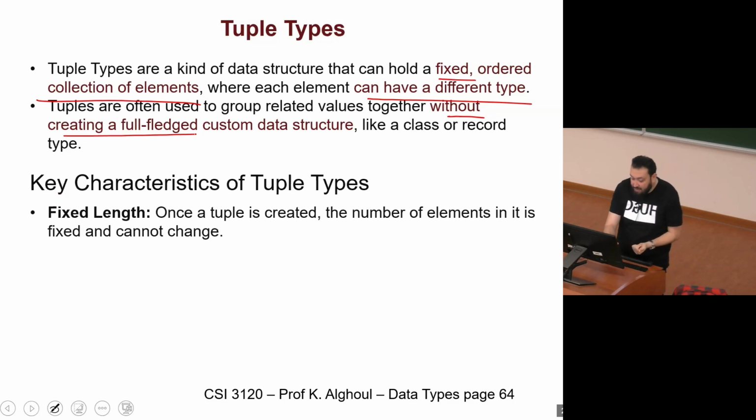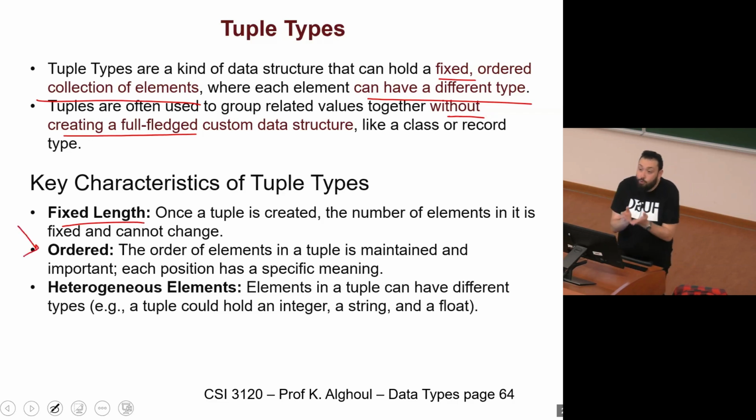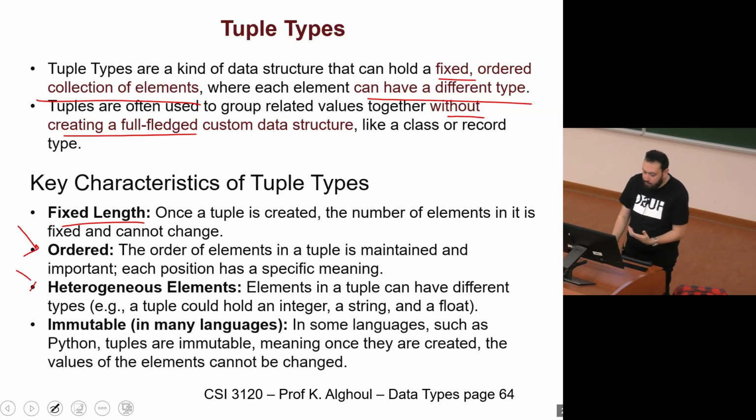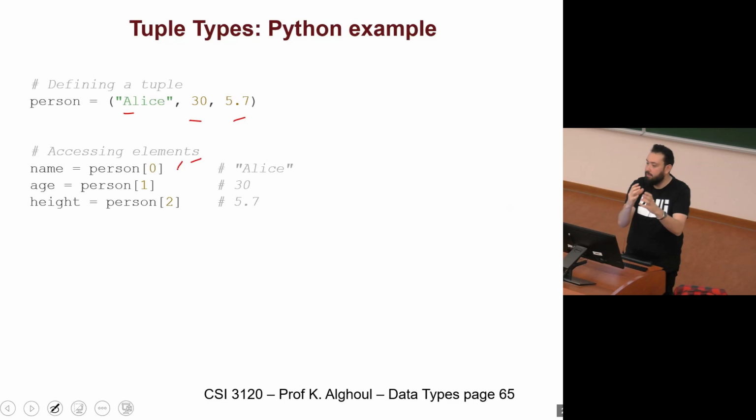So the key characteristics here are that it's fixed length that cannot be changed, as Ibrahim said. Ordered, and what do you mean by ordered here? That means if I want to access it, I'll call 0 or 1 or 2. So there's an order here, but it can also have different types. Usually it will happen like this. So you have a tuple in Python, Alice, 35, and when you call 0, 1, 2, you'll be able to access them. So it's not super organized if you want to use it as a data structure, but it's useful for other types of things.